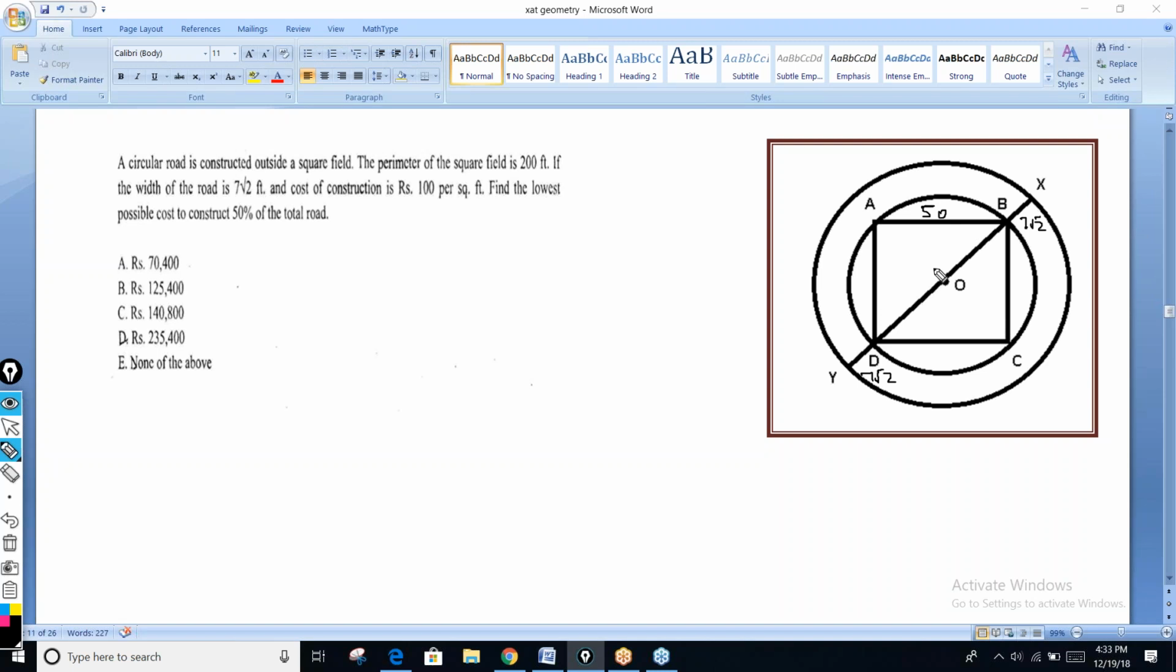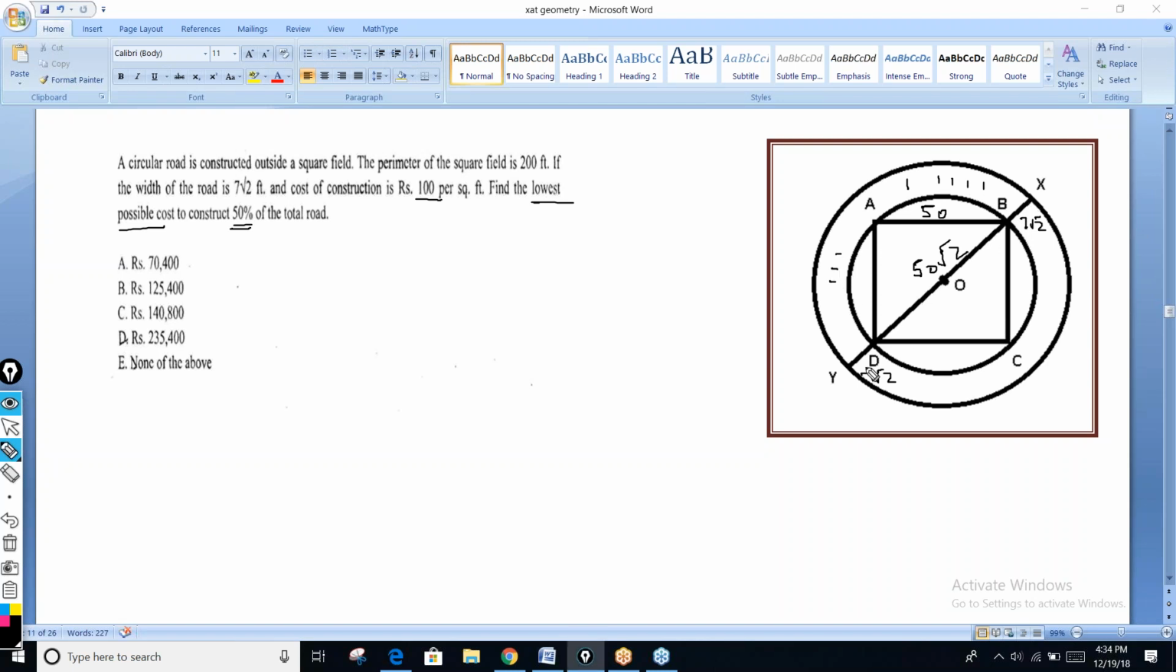So if the side is 50, can I say the diagonal will be 50 root 2? That is 50 root 2, and that is 7 root 2 and 7 root 2 on both sides. The cost of the construction is 100 per square feet. Find the lowest possible cost to construct 50% of the total road. Now, lowest possible is basically of no use. We need to find the cost to construct 50% of the total road. So I can take it as a bigger circle, and if I subtract the area of the inner circle, I'll get the area of this part.